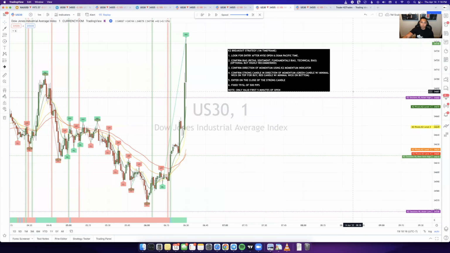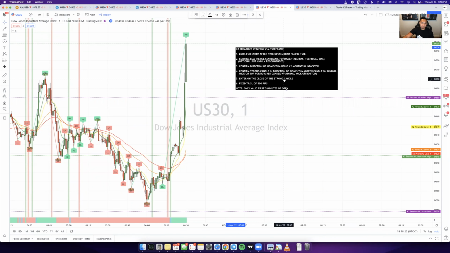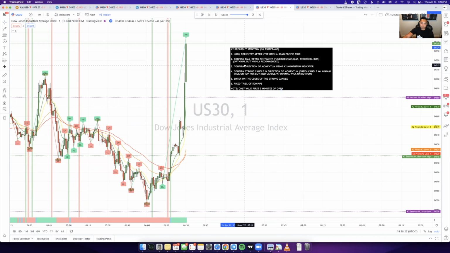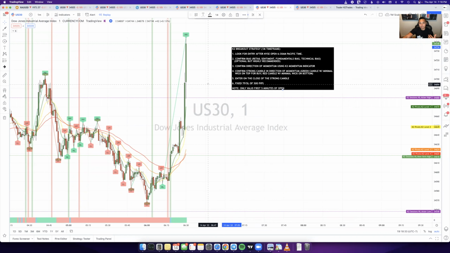Hey guys, today I'm going to be going over the K2 breakout strategy. This strategy is applied on the 1 minute time frame, and what you're looking for is basically a breakout on the open of the New York Stock Exchange. For the first step right here, you're going to look for an entry after New York Stock Exchange open at 6:30. So basically anytime between 6:30 and 6:35, you guys can take this entry.